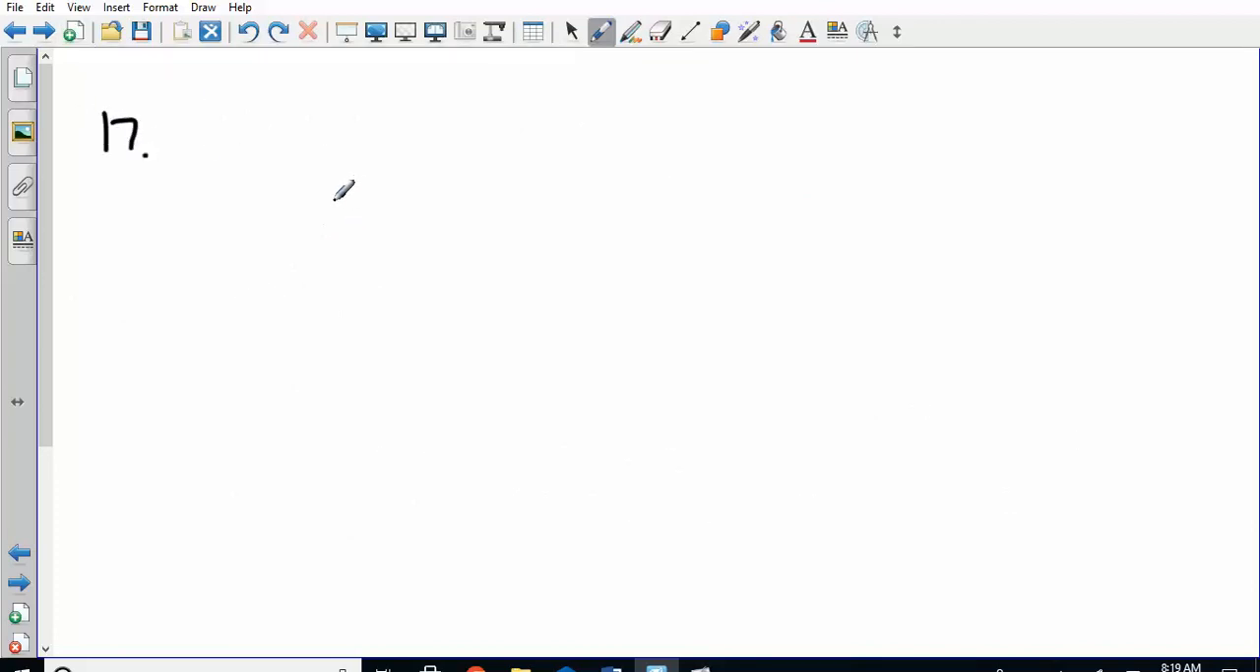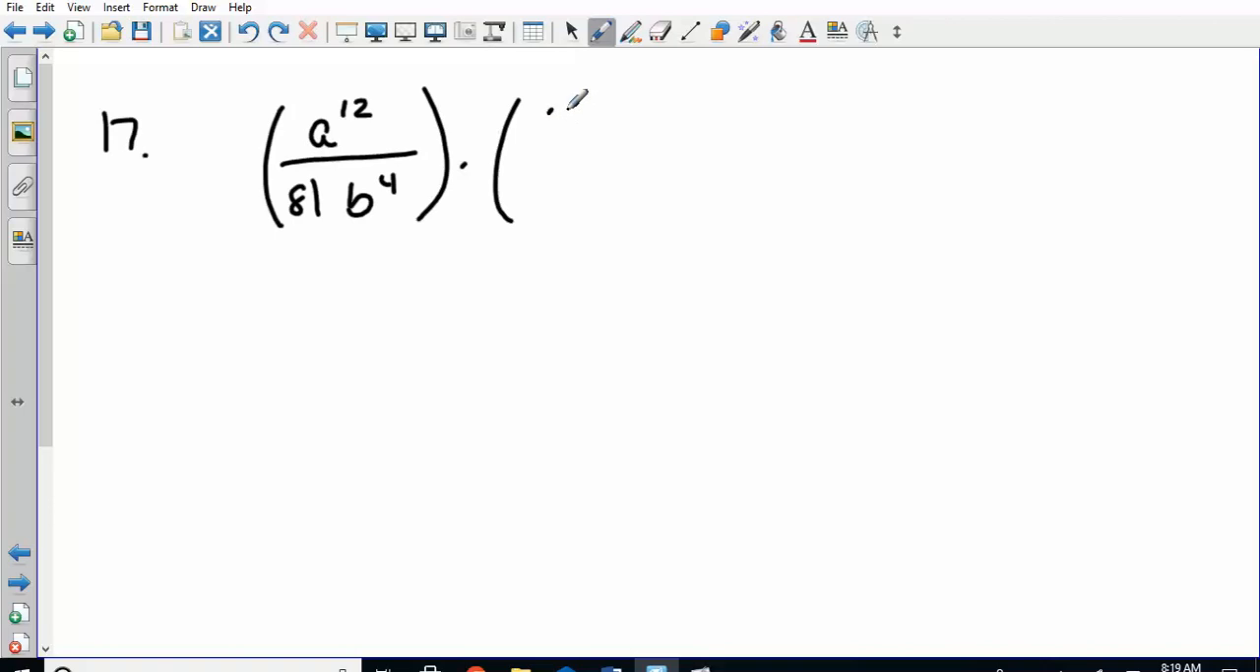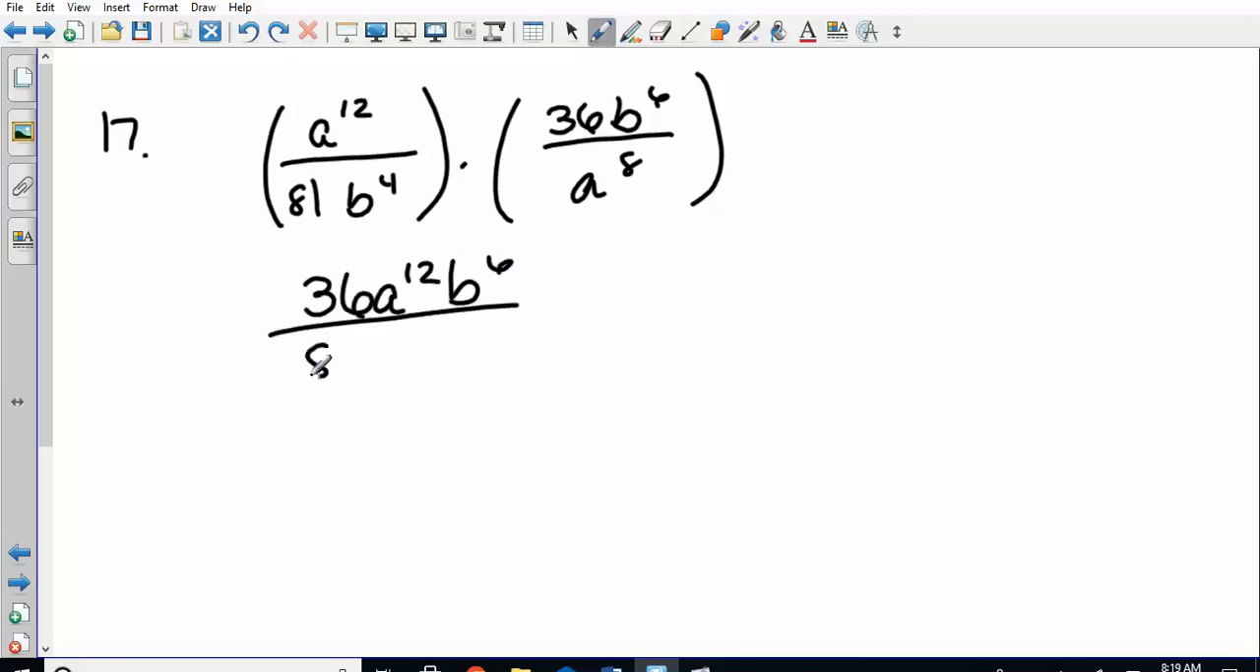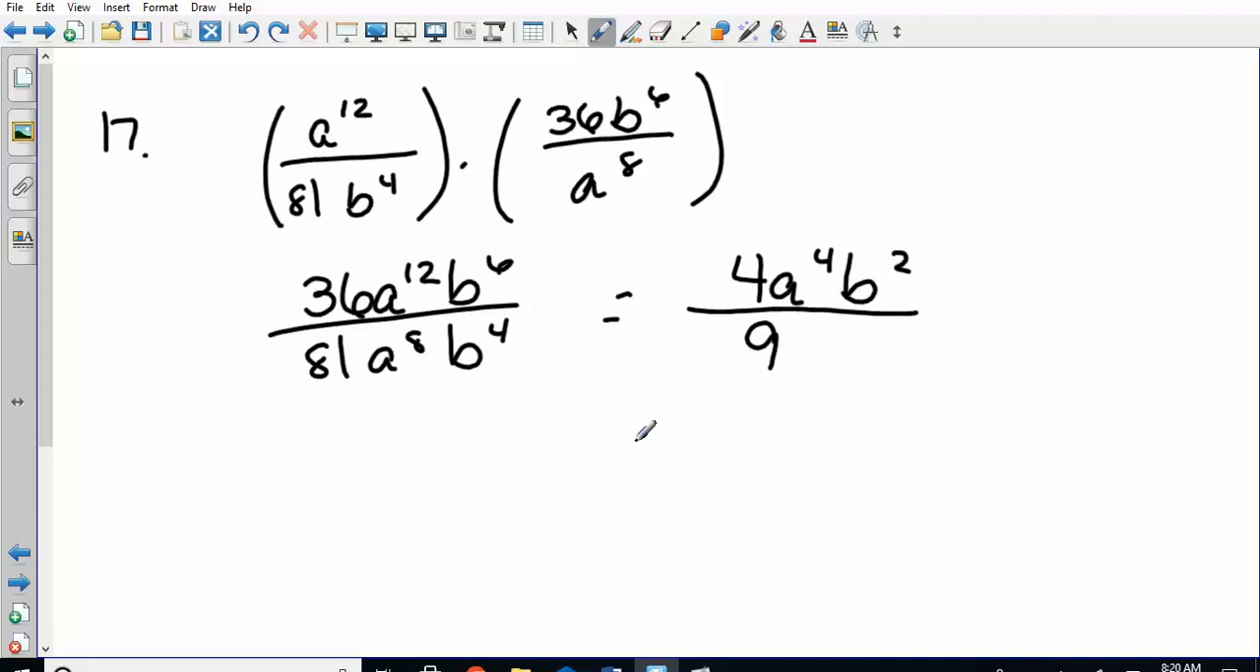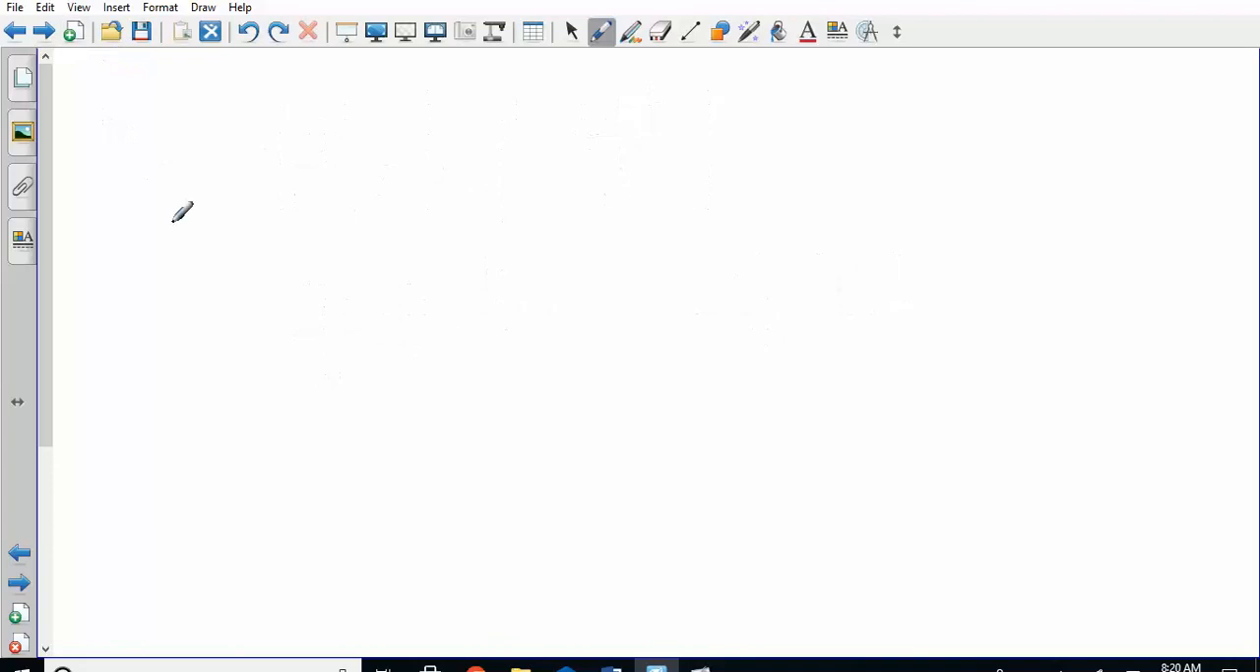All right, 17. So if you distribute your exponents, a cubed to the 4th is a to the 12th. 3 to the 4th is 81, b to the 4th. 6 squared is 36, b to the 6th, over a to the 8th. So if you multiply, you just multiply the tops and multiply the bottoms. So 36 over 81, we can divide them both by 9, so you get 4 over 9. a to the 4th, b squared on top. How are we doing on these guys? The start was rough. It was a little rough to start with.